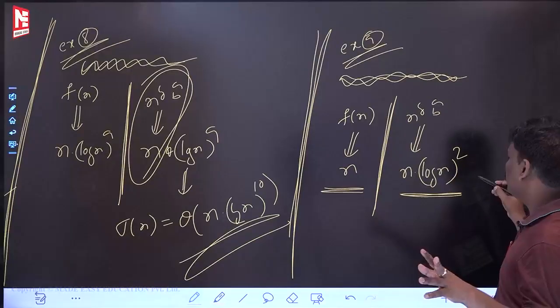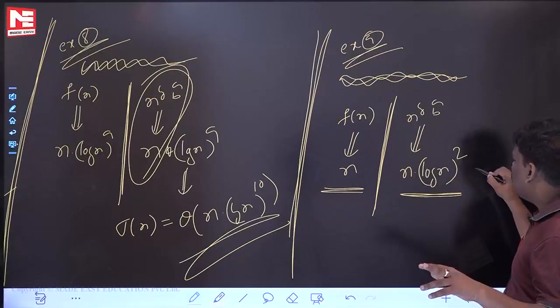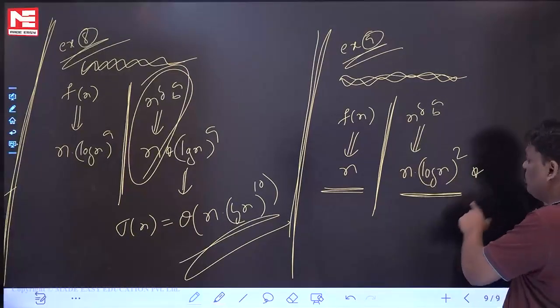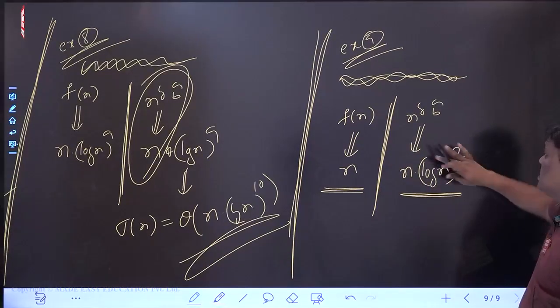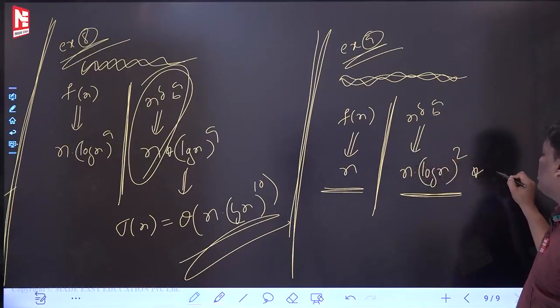Can you help me now? What do I have to multiply so that both will be equal? What is the answer? This is n power log a base b. What do I have to multiply?